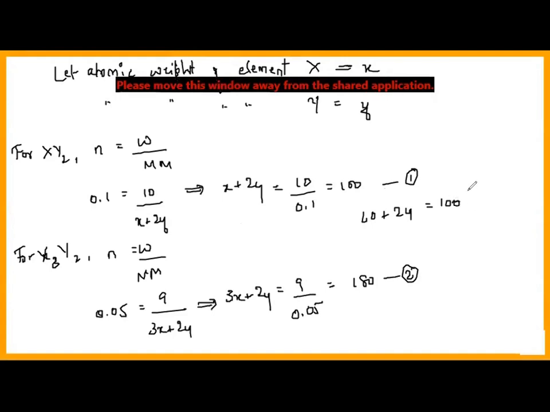40 plus 2y is equal to 100. So what will be 2y? 2y is equal to 100 minus 40. That is nothing but 60. Then what is y? y will be 30.